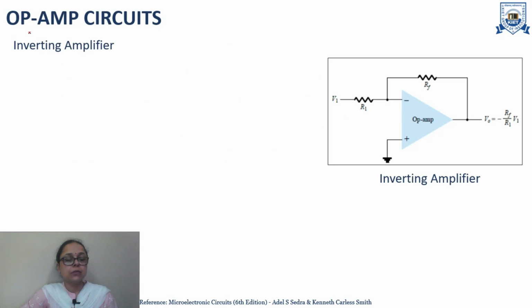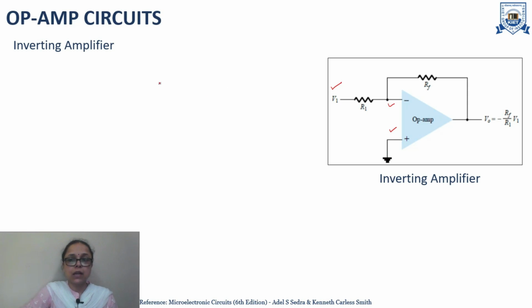Now coming to op-amp based different circuits, first of all we will discuss the op-amp based inverting amplifier. This is the op-amp based inverting amplifier. Here this is the positive terminal, this is the negative terminal. The input is applied at the negative terminal, that's why it is an inverting amplifier, and there is a feedback resistance RF connected between the output and the input, and the positive terminal is set to the ground potential.